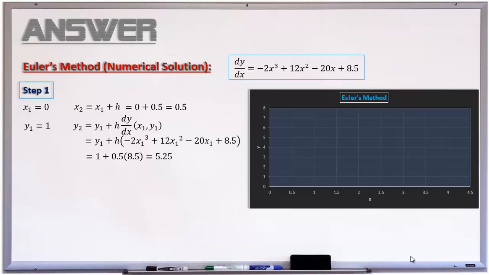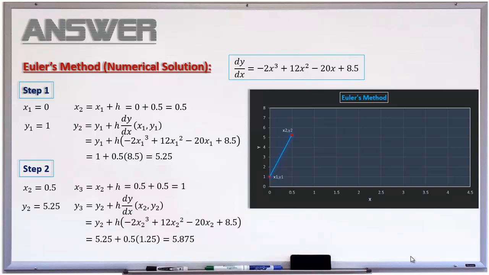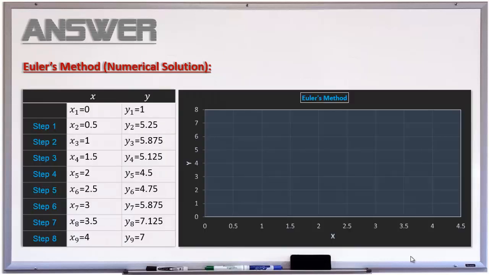So graphically we start with an initial pair of coordinates x1 and y1, and we get a new pair per step, x2, y2. Now likewise in step 2 we start with x2 and y2 and we get x3, y3 as explained in the graph. This is the final answer of the problem, and we need around 8 steps to reach x of 4. And this is the graph for the function values evaluated using Euler's method.